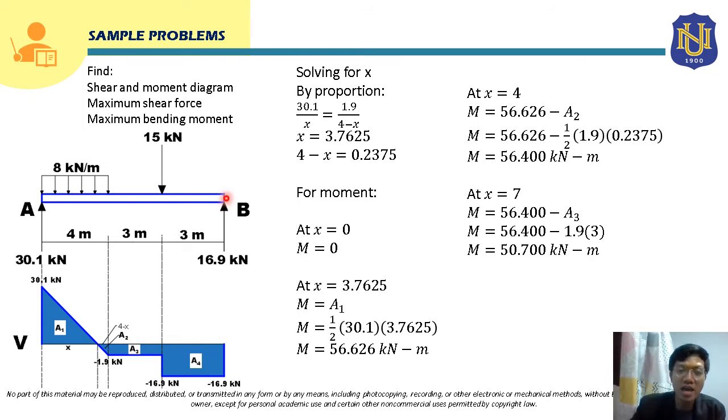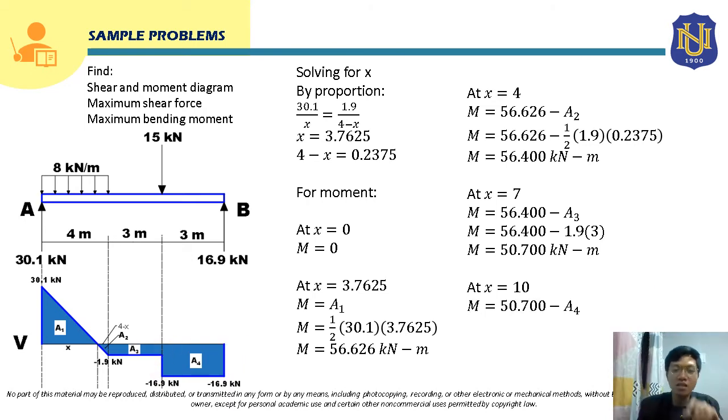So lastly, class, we are going to solve for the moment at this point. This is already the end point of the beam, so this is x equal to 10, 10 meters from the left. At x equal to 10, using the previous moment, that is 50.7, we are going to sum up the area at this segment, which is area 4, and area 4 is a rectangle. Its height is 16.9 and its base is 3 meters.